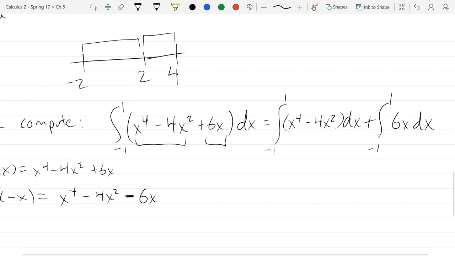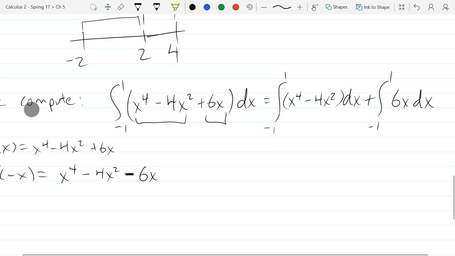But I saw we're going negative one to positive one, and part of this function is even, part of it's odd. So I'm separating it out with the sum property of integrals. And now I've got even right here and odd right here. So what is the odd one going to add up to? Zero. The odd one's going to cancel out.